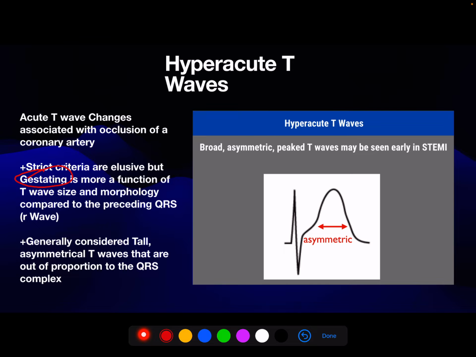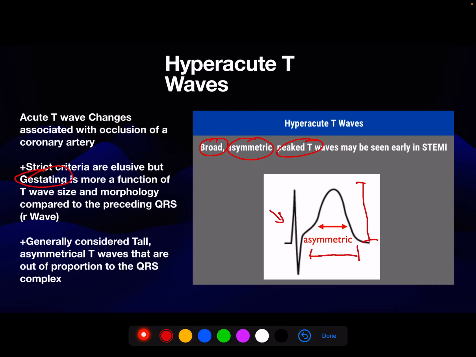And if it looks grossly out of proportion, that could be problematic. So generally speaking, hyperacute T waves are going to be broad, asymmetric, and peaked. So here you have a T wave that is, again, very large, very tall, and very wide in comparison to the preceding QRS complex. And you notice that it is asymmetric. You have this sloping here that is different than the sloping on the right-hand side. And so this is an asymmetrical T wave.